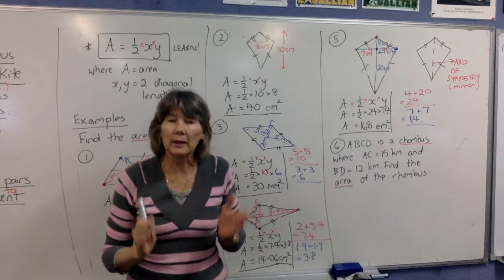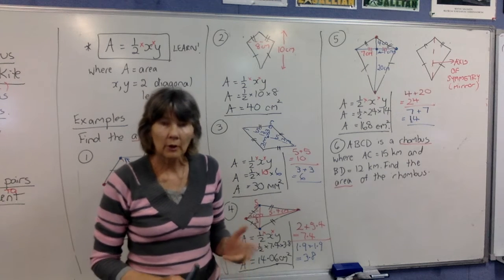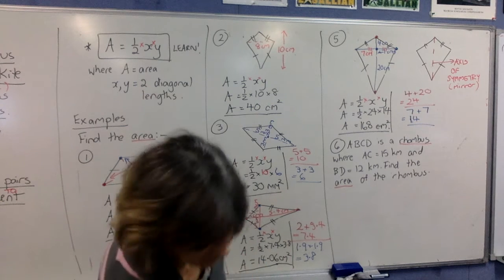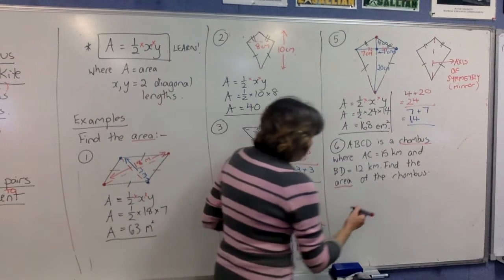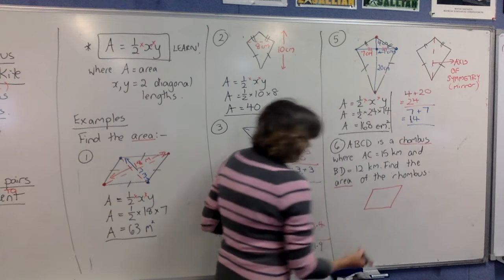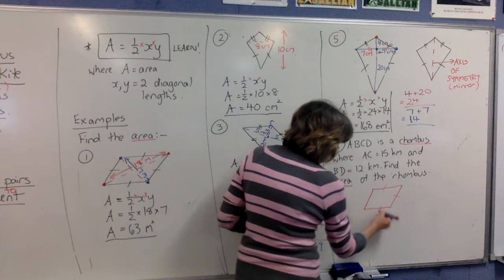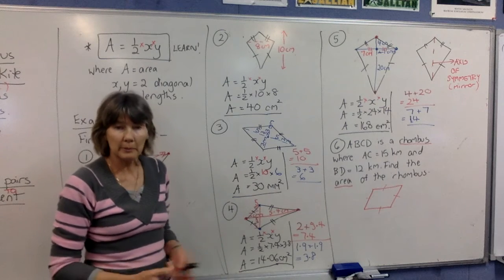Okay, now we're coming to one where it's just words. Now, if they give you anything to do with just words and they talk about a shape, you need to draw it. So, it says ABCD is a rhombus. So, we draw a rhombus. So, we know a rhombus looks like that. It's got 4 equal sides. So, now we've drawn the rhombus.